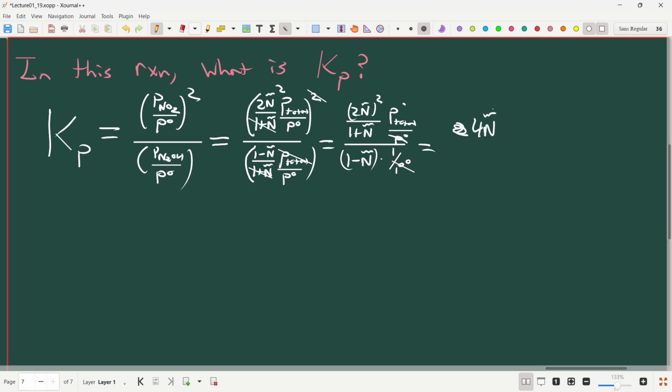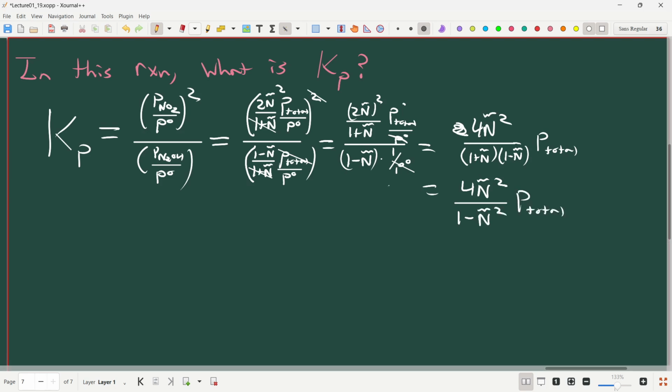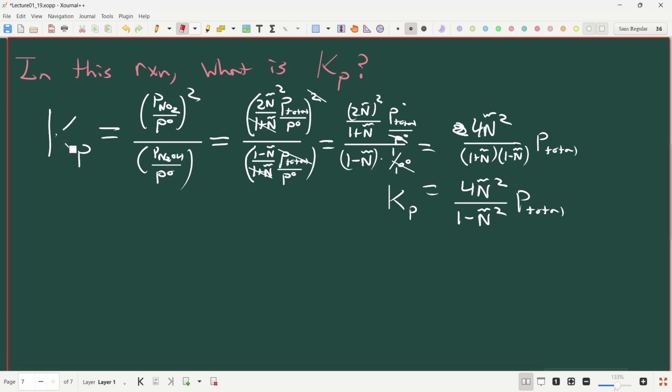We're left with 4n squared divided by 1 plus n, 1 minus n, times P total, which is equal to 4n squared over 1 minus n squared times P total. So at this point, I should say that this is Q. It's only Kp at equilibrium.